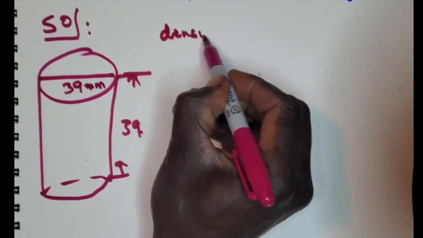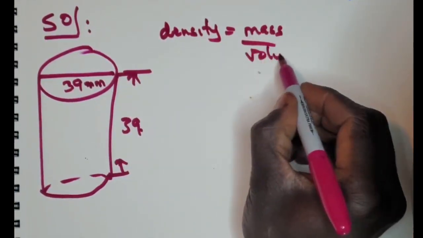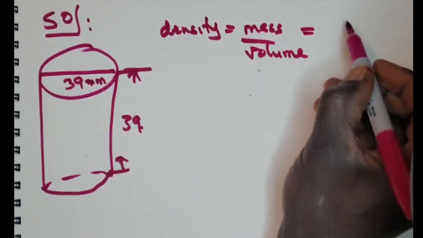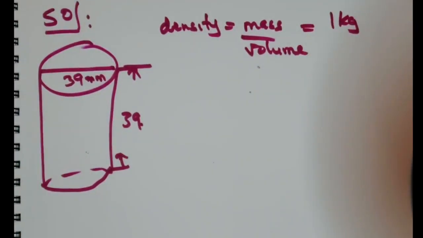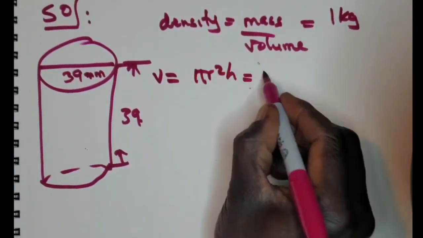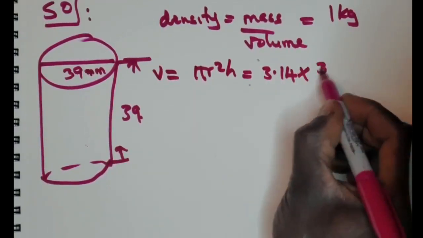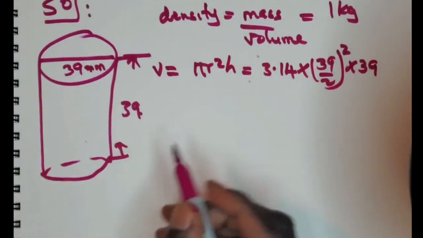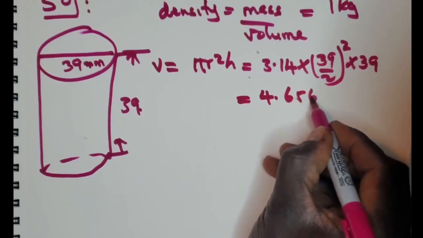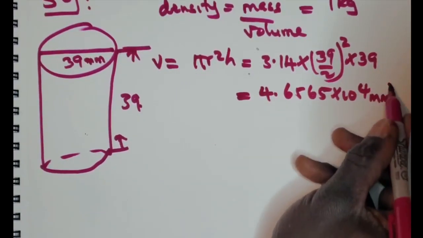Then the density formula is equal to mass over volume. Now, the platinum-iridium bar has a mass of 1 kg. So the volume here is πr²h. Then you use 3.14 instead of 22/7.